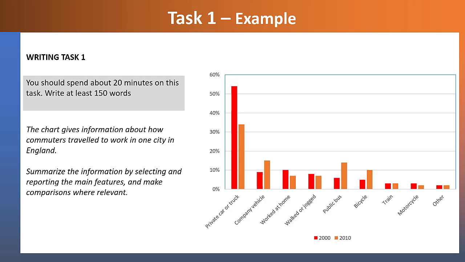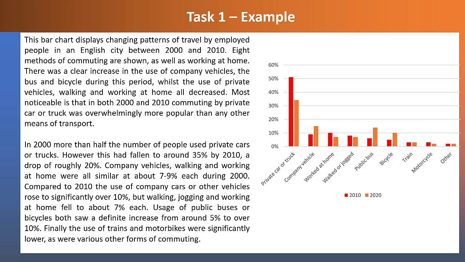This chart gives information about how commuters travelled to work in one city in England. Summarize the information by selecting and reporting the main features and make comparisons where relevant. Here is a model answer. We won't look at this in a lot of detail now, and I will tell you more about Task 1 answers in future videos. But you should pause now and quickly read this to give you an idea of what is expected. Okay, now let's go on to Task 2.